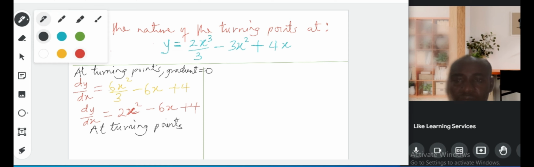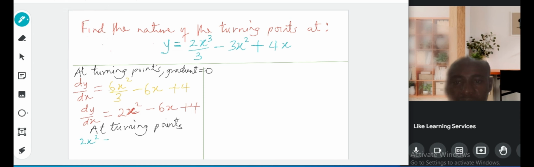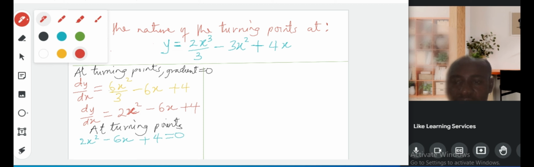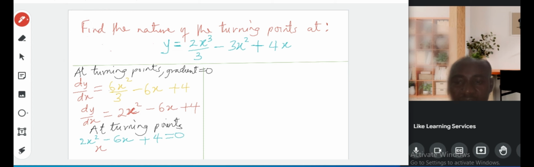In other words, 2x squared minus 6x plus 4 is equal to 0. That forms a quadratic equation. We can solve the quadratic equation by factorization to get x minus 1 into 2x minus 4 equals 0. We can factorize this to get (x minus 1)(2x minus 4).